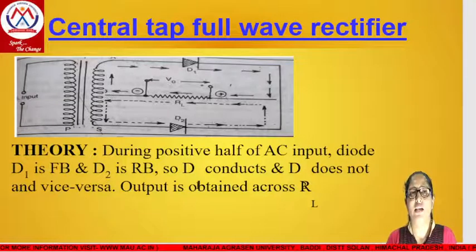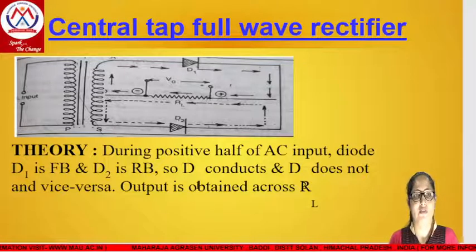So in the theory we have that during the positive half cycle, the diode D1 is forward biased, so it conducts, and the diode D2 is reverse biased, so it does not conduct. While during the other half cycle, the negative half cycle, diode D1 is reverse biased, so it does not conduct, and diode D2 is forward biased, so it conducts, and output is continuously obtained across load resistance RL.